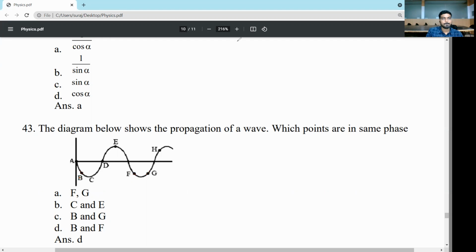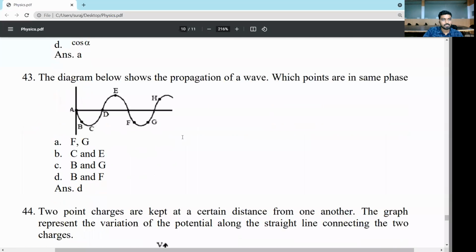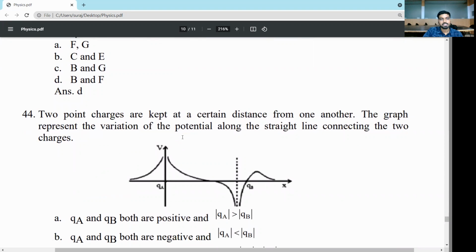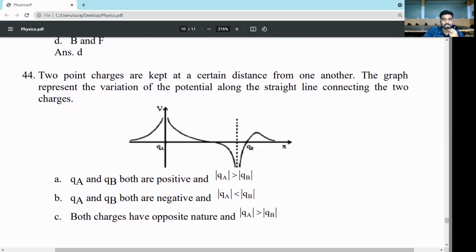44. Two point charges are kept at a certain distance from one another. The graph represents the variation of potential along the straight line connecting the two charges. QA and QB both are positive. This is QA, this is QB. Here, potential is very high. Here, the potential is very low.